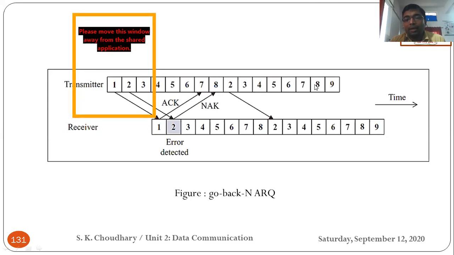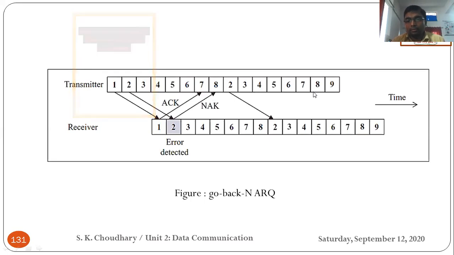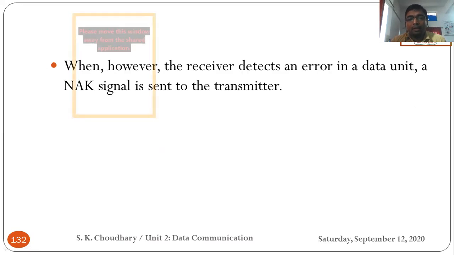Okay, so what does Go-Back-N ARQ mean? It opens a window for the transmitter, so that when it receives a negative acknowledgement, it retransmits from that particular data packet to the latest sent data packet. Means from 2 to 8 it would be resent. Okay, so this is the way you have to see how Go-Back-N ARQ works.